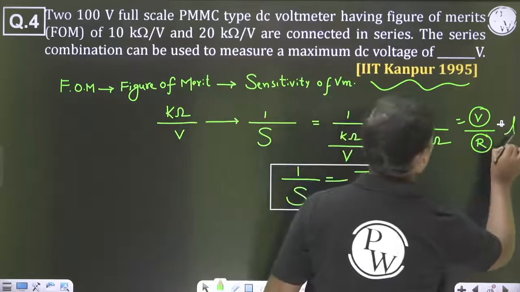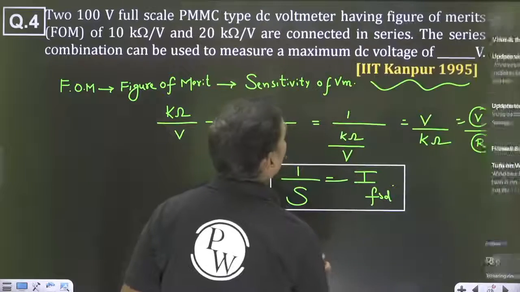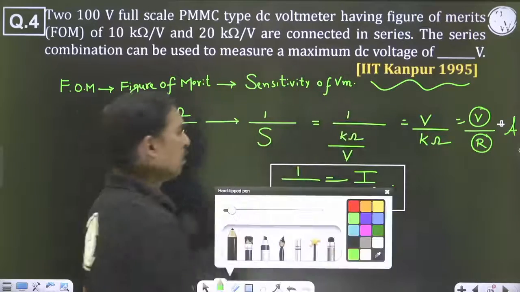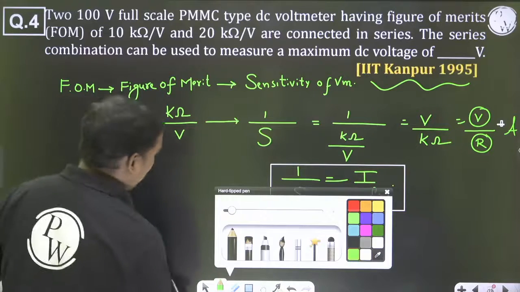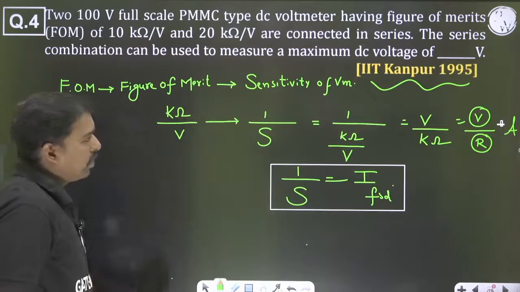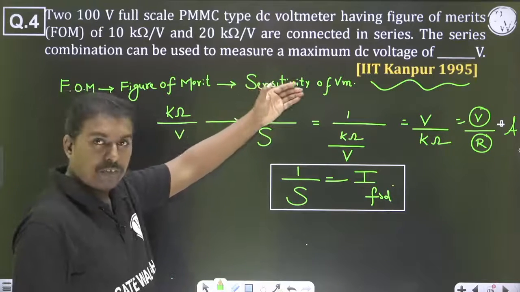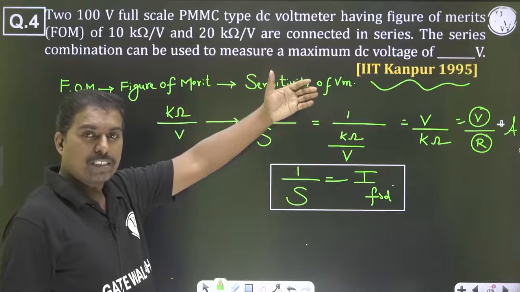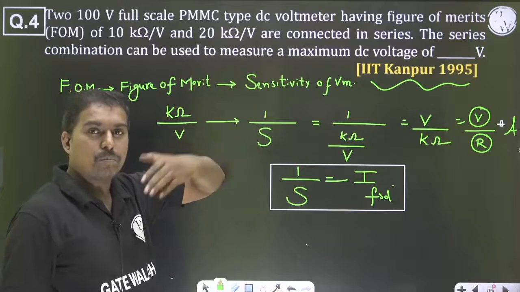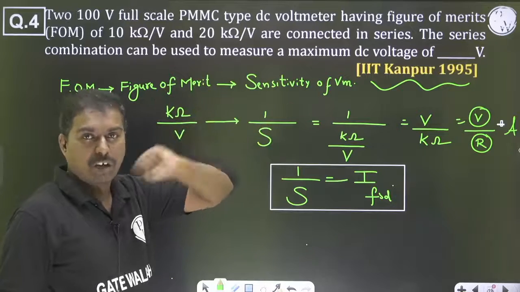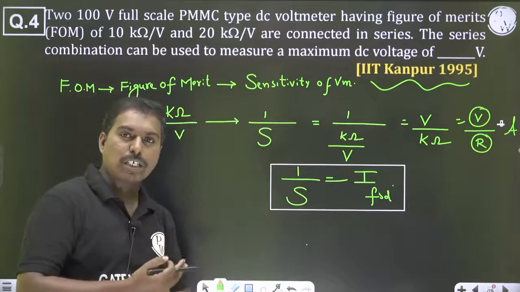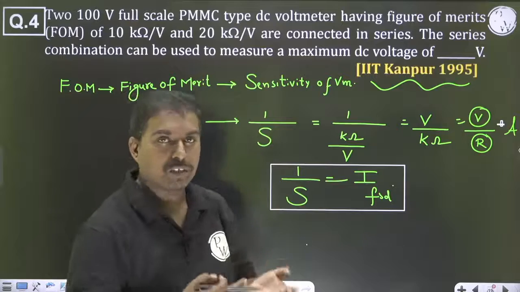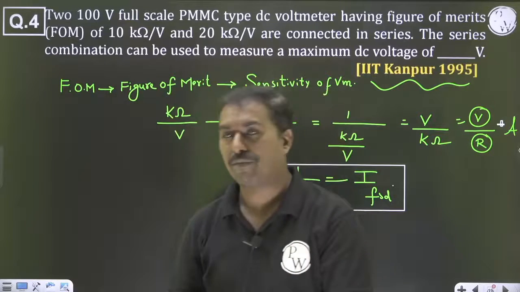So the inverse of sensitivity, the units are amperes. That is what we call the full scale deflection current. Okay, so please make a note of this point. Figure of merit is also called the sensitivity of the voltmeter. As per the units we can understand, to measure 1 volt, how much resistance is offered by the voltmeter, that is what we call sensitivity. The inverse of that sensitivity is nothing but the full scale deflection current.